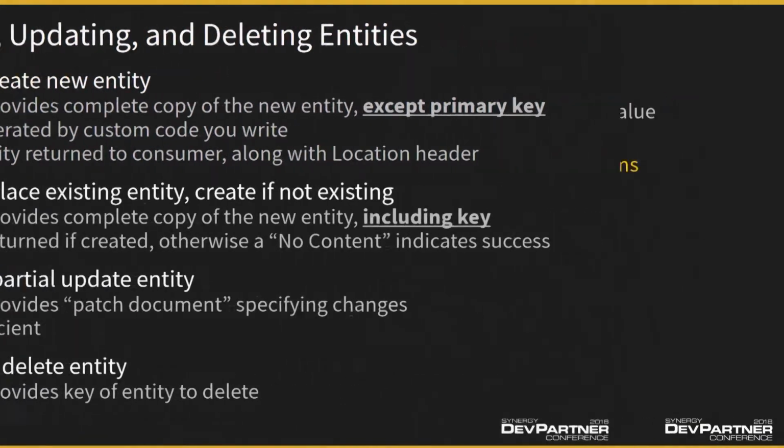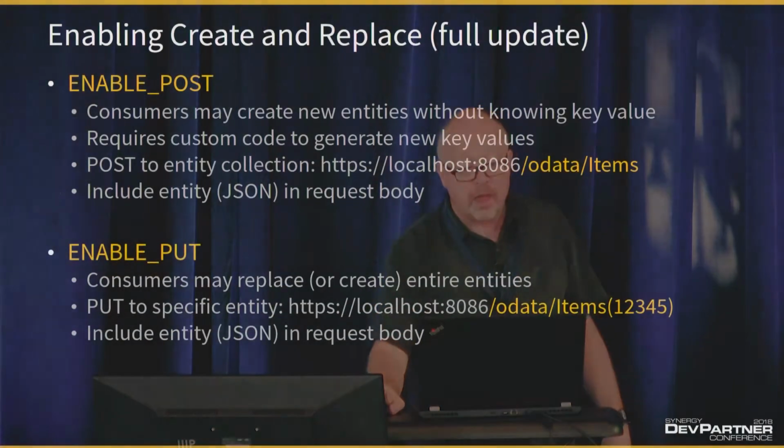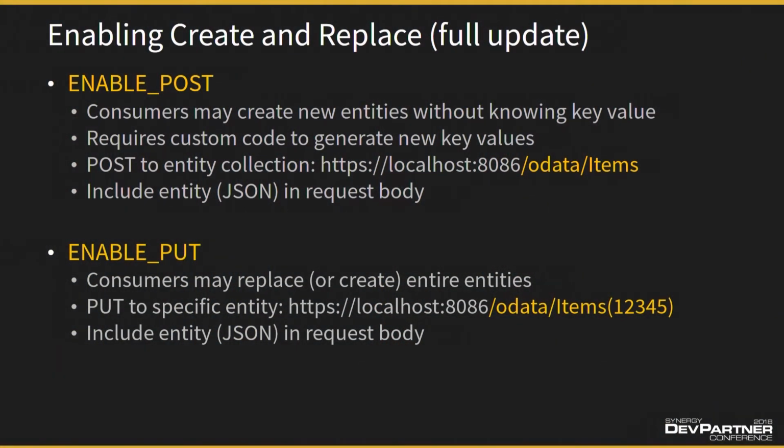How we do that is we have individual operations in our code generation batch file that says enable post. Okay, and I'm not going to go through all of them, but when you post to the collection, you don't know what the primary key is. So you don't post item 57 being the new item. You just say, I'm creating a new entity in items, and go off and pick the primary key. You put to a specific entity, because you're updating a specific entity, or you're specifying, if it is created, then this is going to be the primary key. You post to the collection, you put to a specific entity. That's what I was talking about there.